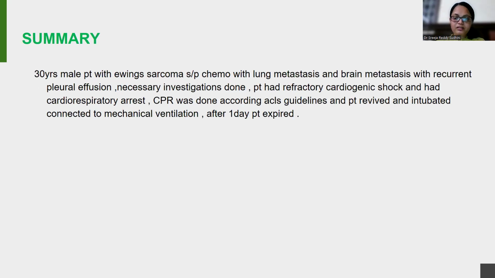So coming to the summary of my presentation, it was a very young male patient who came with Ewing sarcoma post chemo with lung mets as well as brain metastasis, recurrent pleural effusions, and all the necessary investigations which were required for this were being done. The patient had a refractory cardiogenic shock as well as cardiorespiratory arrest. CPR was done according to the ACLS guidelines to revive the patient, and he was connected to mechanical ventilator support. But after 1 day, we have lost the patient.